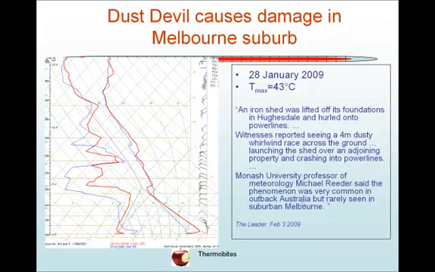An iron shed was lifted off its foundations in Hughesdale and hurled into the power lines. Witnesses reported seeing a 4-metre dusty whirlwind race across the ground, launching the shed over an adjoining property and crashing into power lines. And that is obviously a dust devil. Monash University Professor of Meteorology Michael Reeder said that the phenomenon is very common in outback Australia but rarely seen in suburban Melbourne. Well, one wonders whether in a warming world we'll see dust devils far more often in Melbourne.